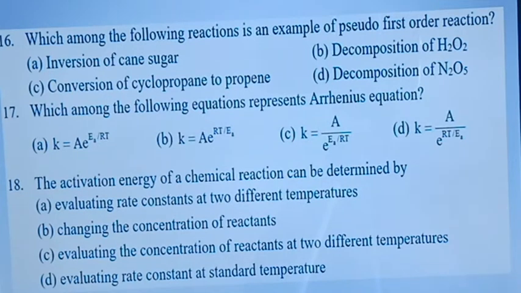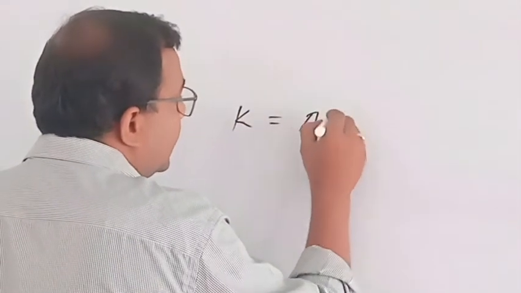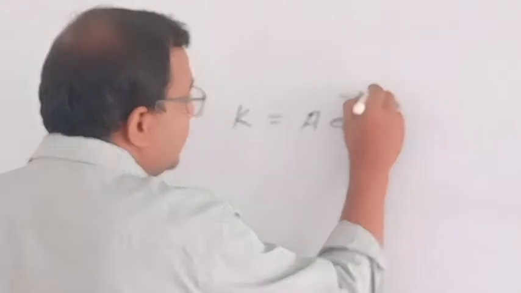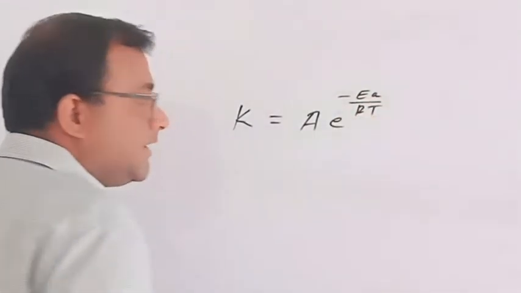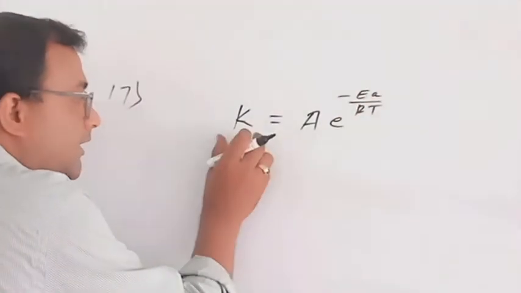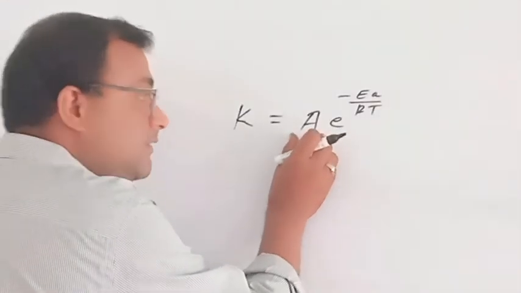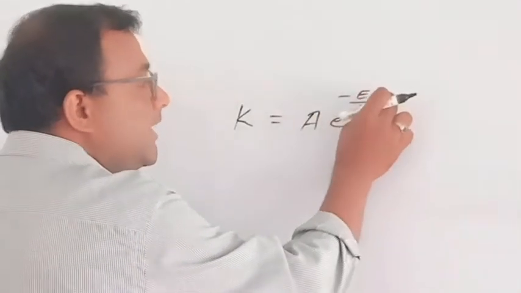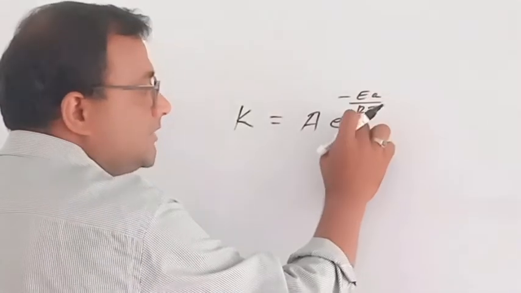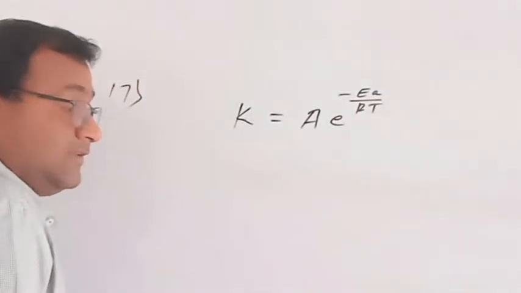So the Arrhenius equation is directly given in the NCERT book, which is nothing but k = A e^(-Ea/RT). This is the Arrhenius equation where k is the rate constant, A is the Arrhenius constant, e is the exponential, Ea is the activation energy, R is the universal gas constant, and T is the temperature in Kelvin scale.